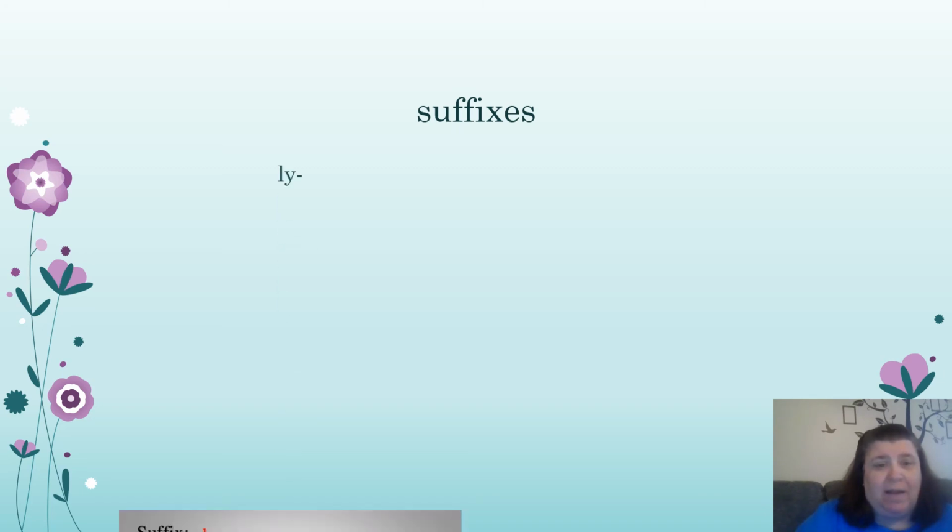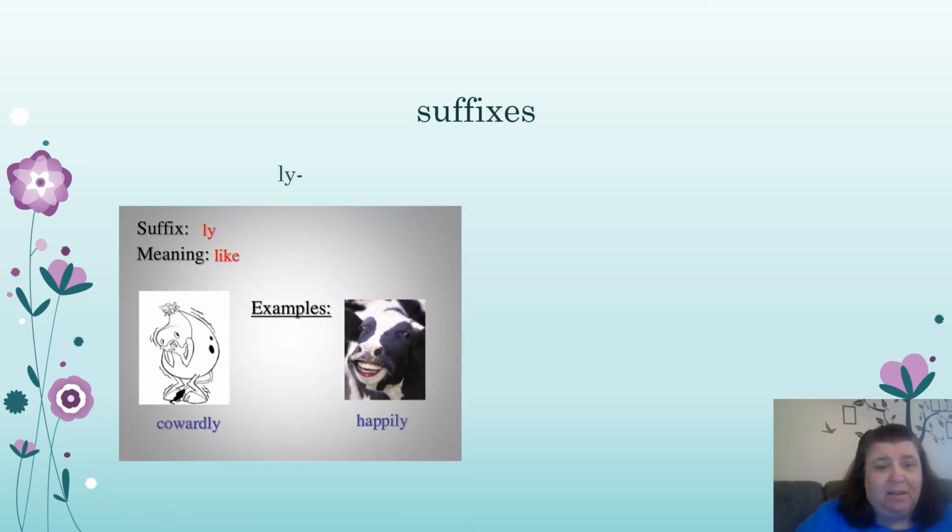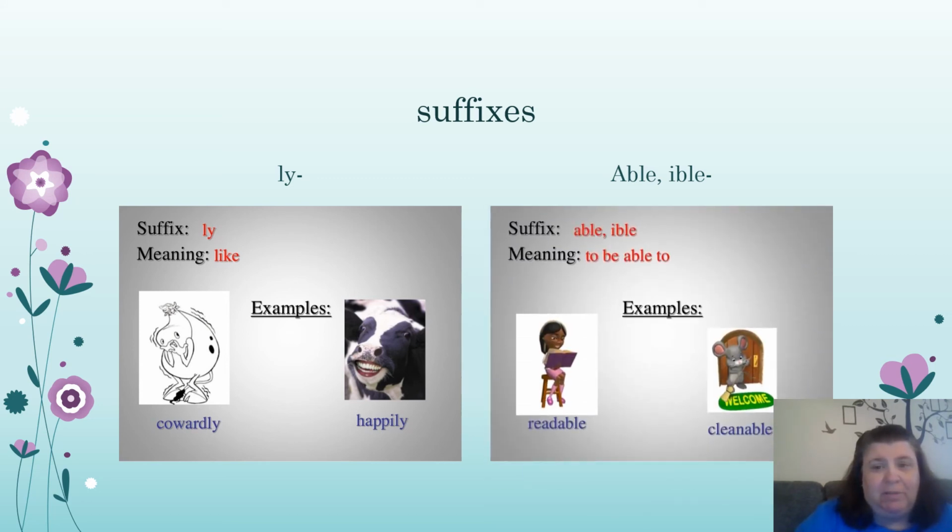We have ly, which means like. We have cowardly, so it is like a coward. And then we have happy and happily. That means you are happy like. Look at that smile on that cow. That's kind of scary looking to me. We have able and ible, which means to be able to do something. So if something is readable, you're able to read. If it's cleanable, you're able to clean it.